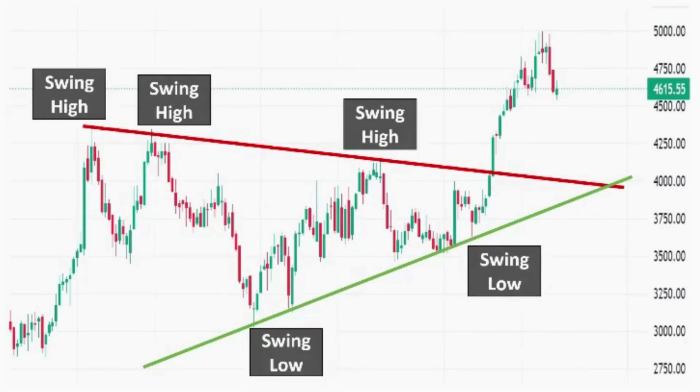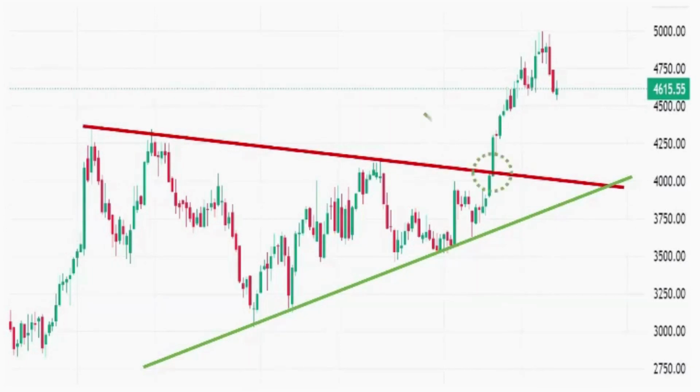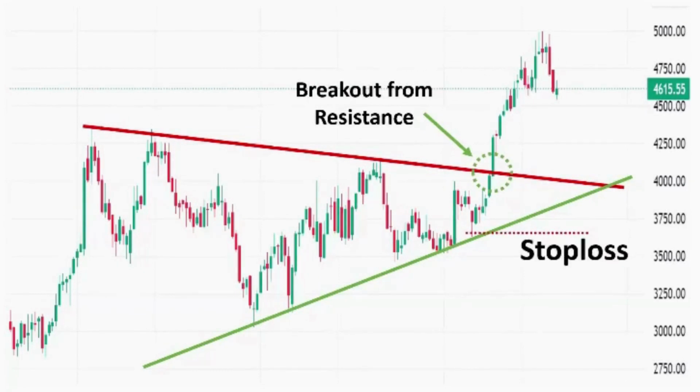And on whichever side the price gives a breakout, we will take a trade on that side. Like if the stock breaks the resistance, then we will buy. And if the stock breaks from the support, we will sell. So over here you can see that the price actually broke from the resistance. So we will simply place the buy order. And our stop loss will be below the previous low. So this is again a small risk and huge return trade.